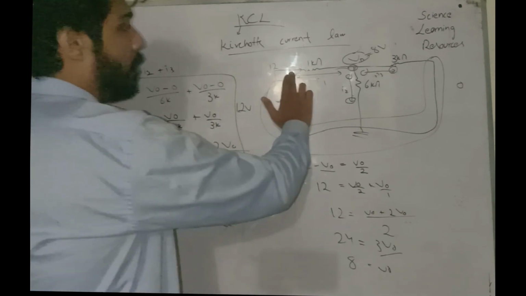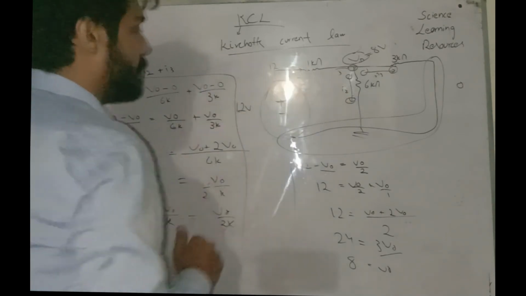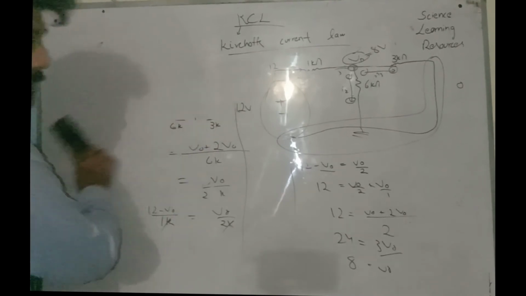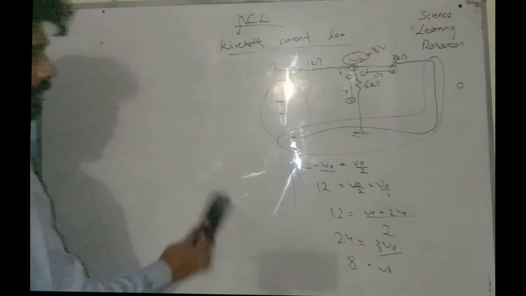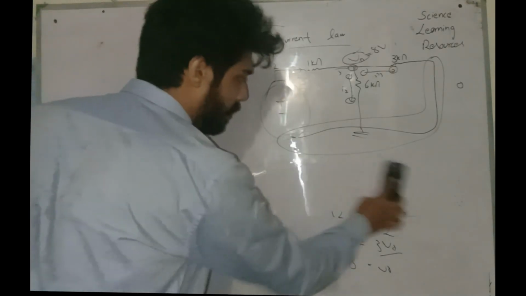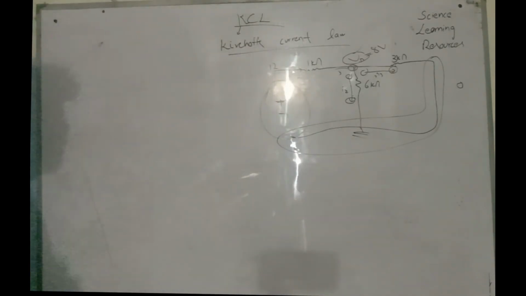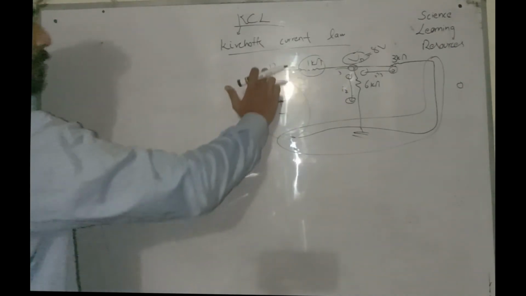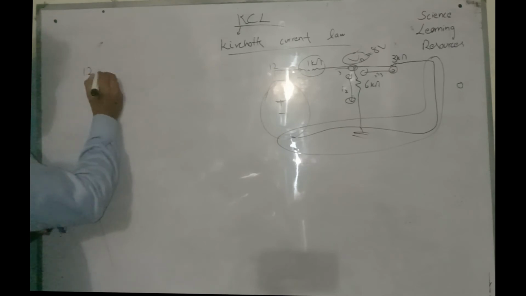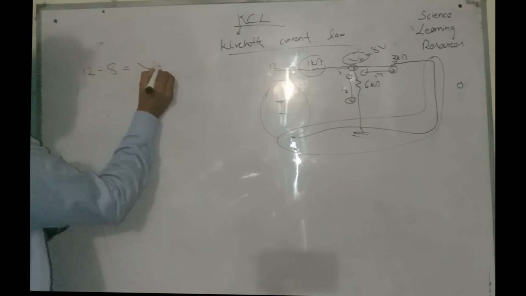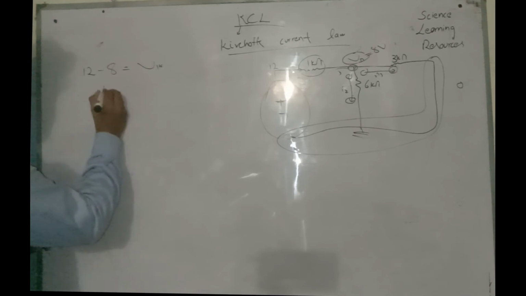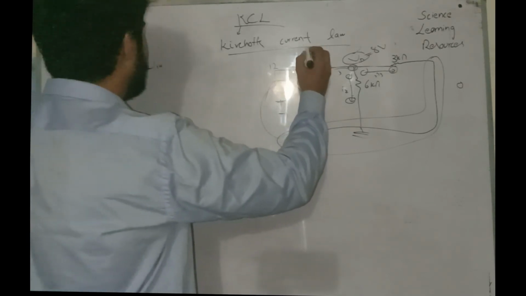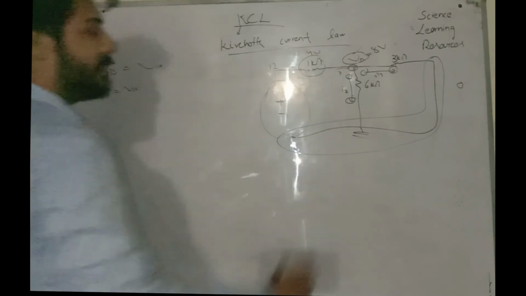So if I want to calculate the voltage at this resistor, what am I going to do? V naught here was 8 volts, so let me write here 8 volts. I have already written that. So in order to calculate the voltage at this one, we have to do 12 minus 8 equal voltage at 1 kilo. 4 equal voltage at 1 kilo. So the voltage drop here will be 4 volts.